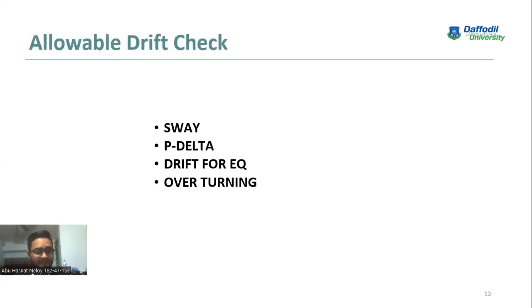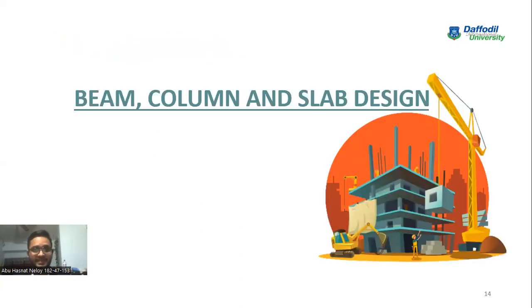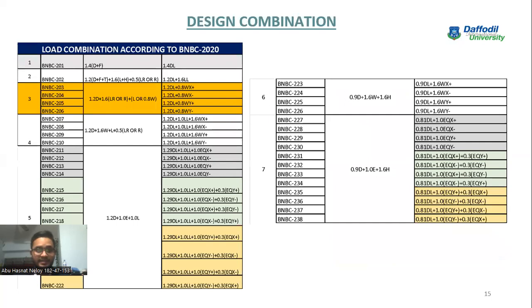So now allowable drift check. Allowable drift check is one of the important parts for lateral load, mainly earthquake load. First of all, story drift, P-delta drift for earthquake load, and overturning are included in allowable drift check. So now design part. First of all, these are the design combinations as per the BNBC 2020.